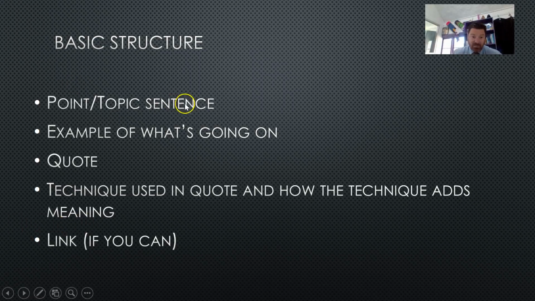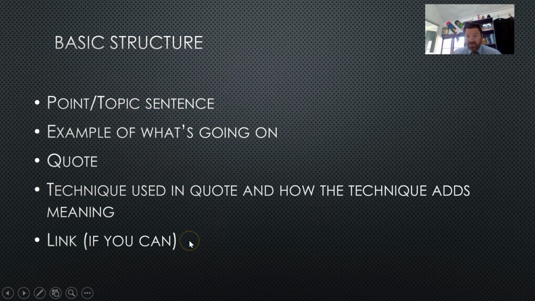You need to start with your point or your topic sentence. You need to tell us where your example is going to come from. Is there a particular scene that's happening, that kind of thing. Give a little bit of context to the evidence you're about to bring. Your evidence is the quote that is happening. Then you need to expand on that quote and tell us the technique that is used, but more importantly, how the technique used by the composer adds meaning, basically makes your point, how that technique makes the point.